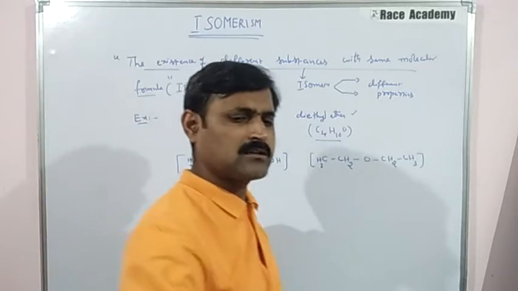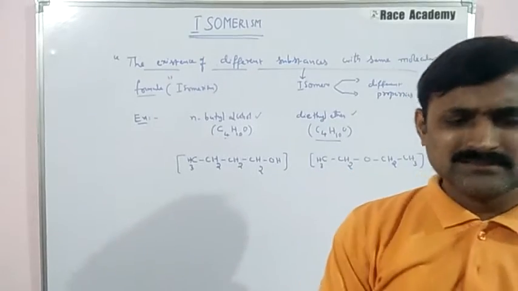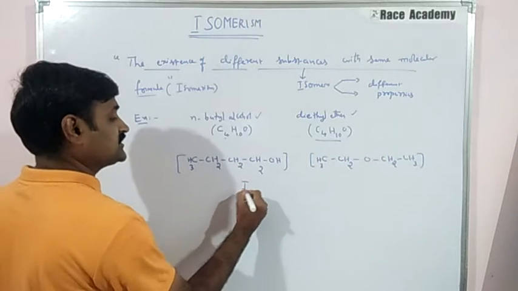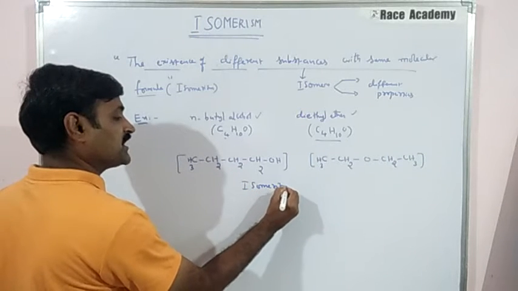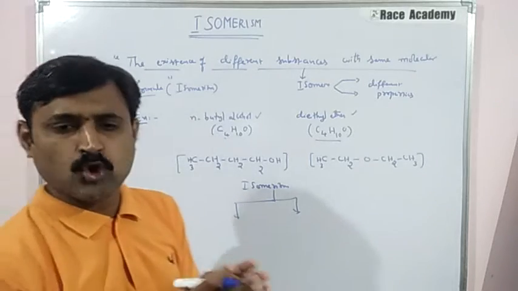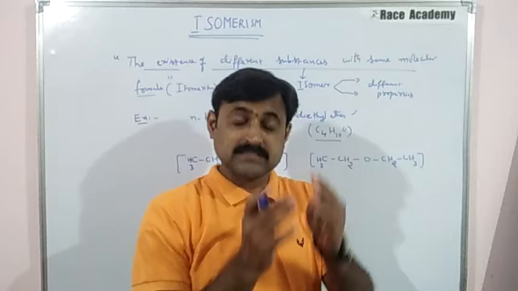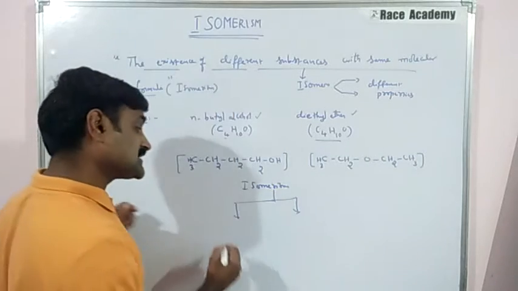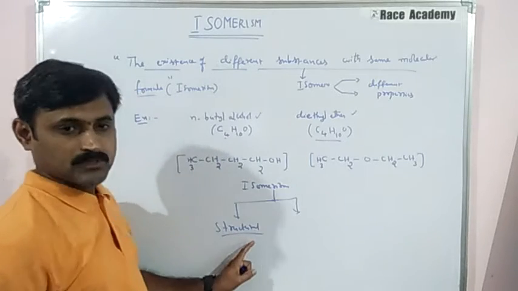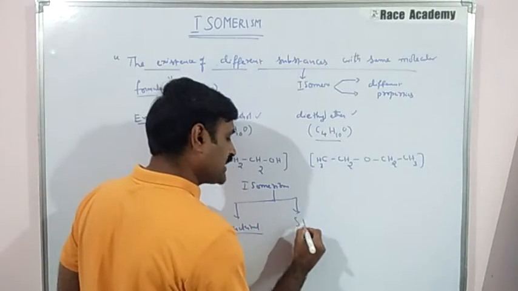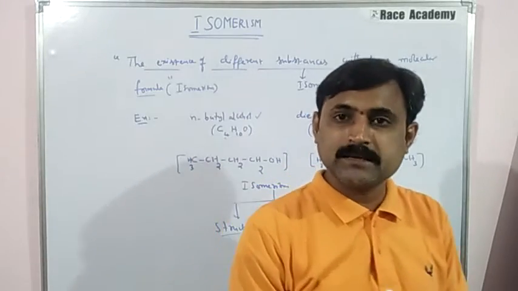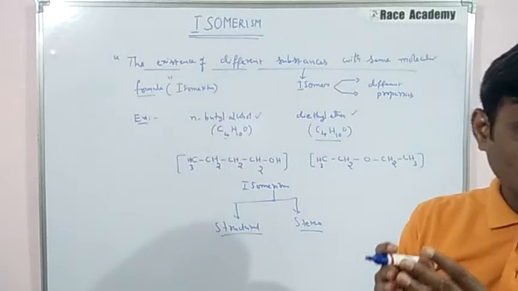Now we start telling about some differences, that is, isomerism classification. This is a simple classification I am talking about. In this simple classification, one is called structural isomerism. The other one is called stereo isomerism. One is called structural isomerism, another one is called stereo isomerism.